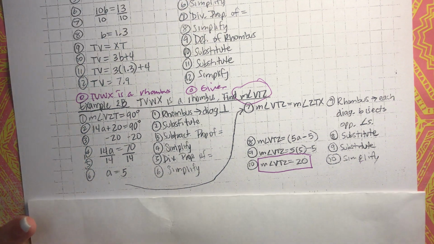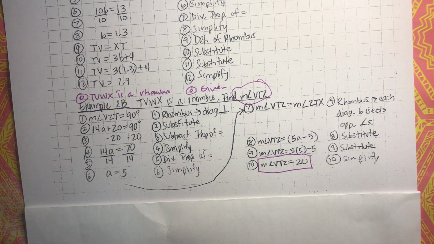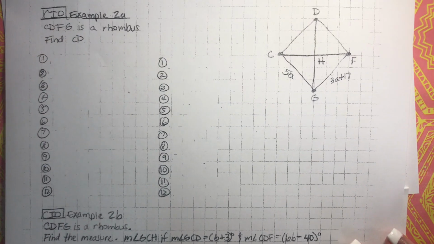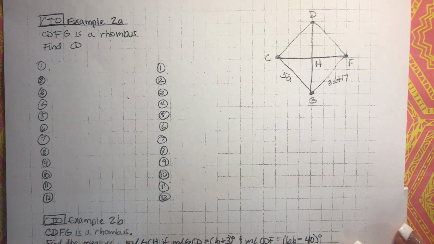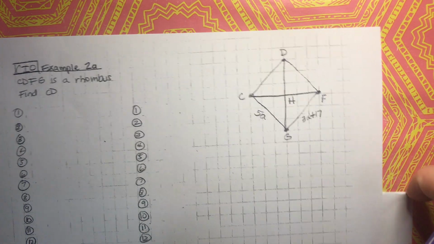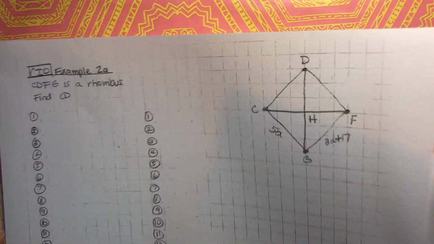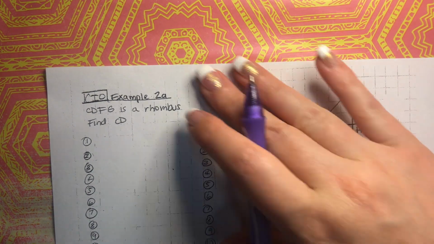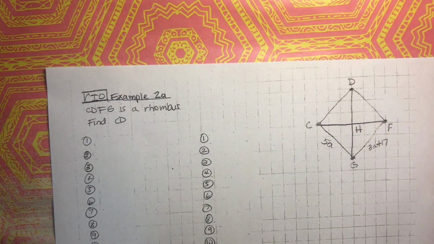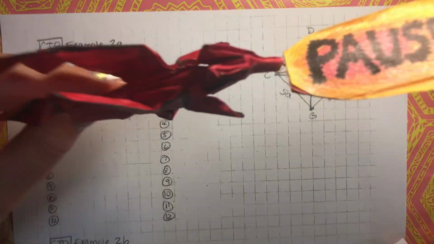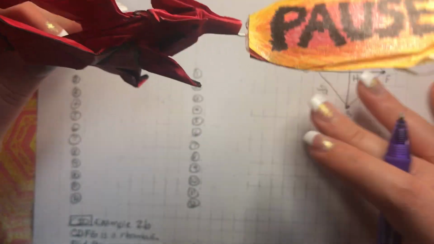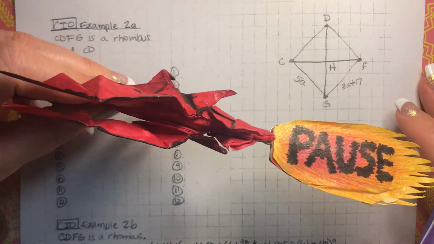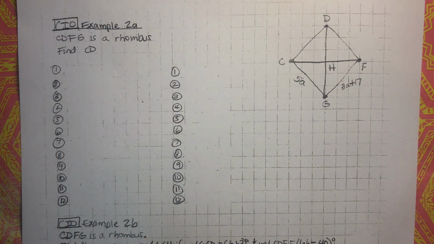And I just want to have this as a record so you can use it as a reference. All right, let's go ahead and look at this next problem here. Check it out, example 2a. I want you to go ahead and try 2a on your own. Here's my friend the pause dragon reminding me to pause your device. Go ahead and work out 2a only. When you get done, press play and we'll talk about it. All right, see you in a bit.